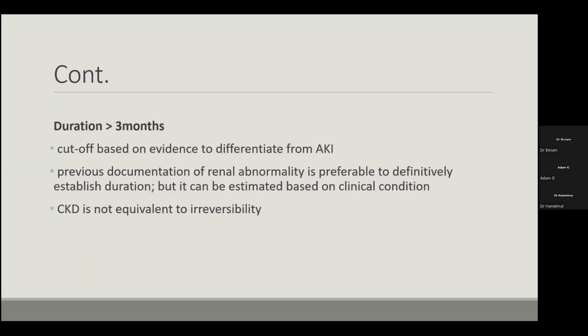Another important thing in the definition of chronic kidney disease is the duration of greater than 3 months. This duration is not put arbitrarily; rather, it has prognostic implications. There is enough evidence to suggest that 3 months is enough to differentiate from acute kidney injury in most scenarios.